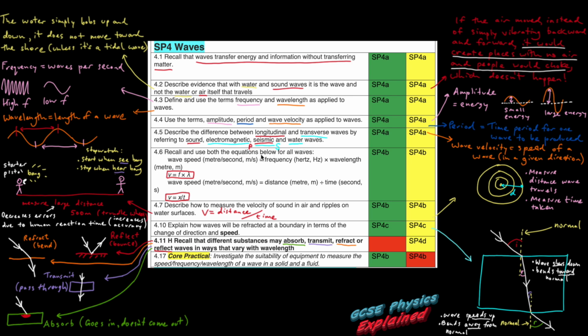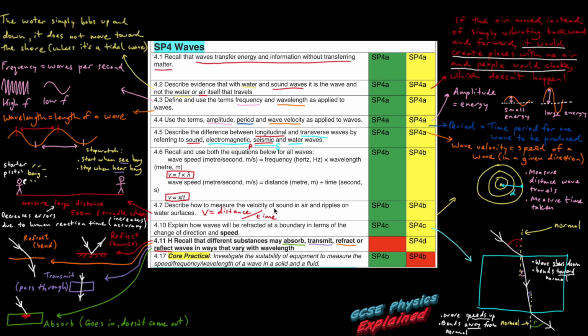Recall and use both the equations below for all waves. So we've got the wave velocity is the frequency times by the wavelength, or also to get the wave speed or wave velocity, you can just do distance divided by time, just like you can get the speed or velocity of any object by doing distance over time. They've used x for distance.